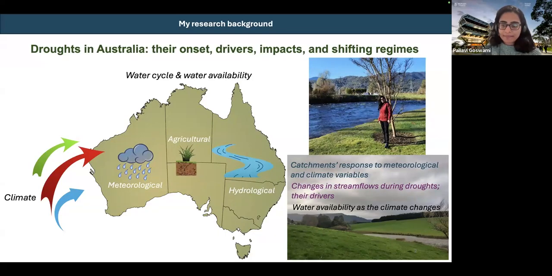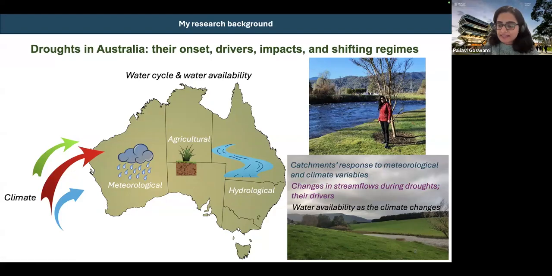my research entails. So I'm a drought scientist, and my drought interests have been particularly focused on understanding how here in Australia we have droughts onset, what drives them, what are their impacts, and how climate change is affecting them or causing their regimes to shift. So I do this from understanding the water cycle and how the water availability is impacted by climate, on aspects of meteorology, the agriculture part, which is the soil moisture, as well as stream flows. So looking at hydrological droughts as well.